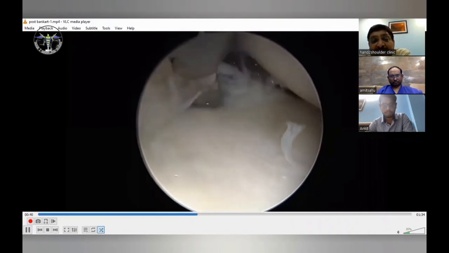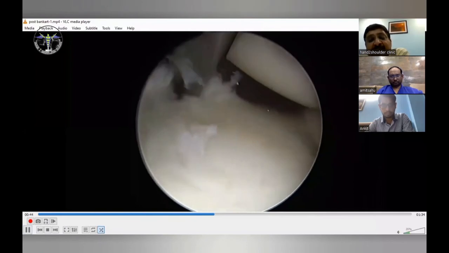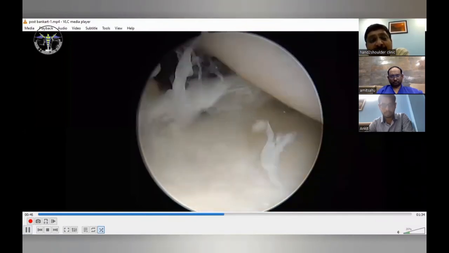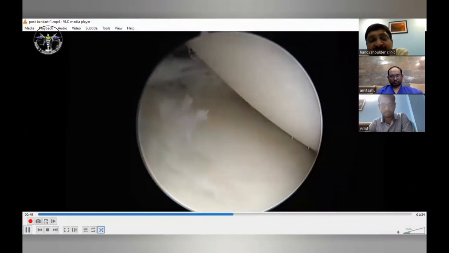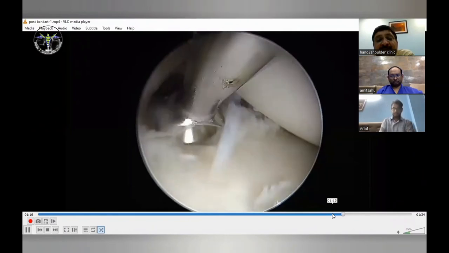But we should repair it and try to take bigger bites so that we can reduce the volume posteriorly, so that we can stabilize the joint posteriorly. So you can see we're just trying to.